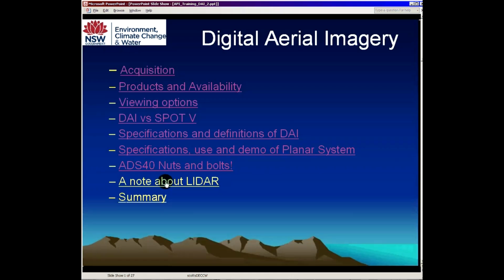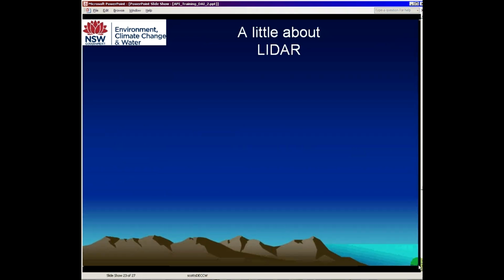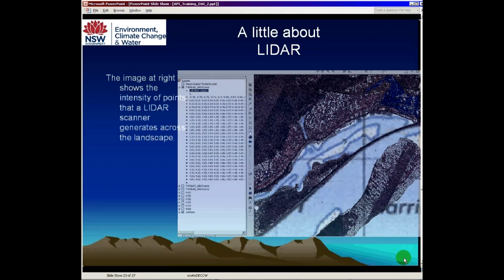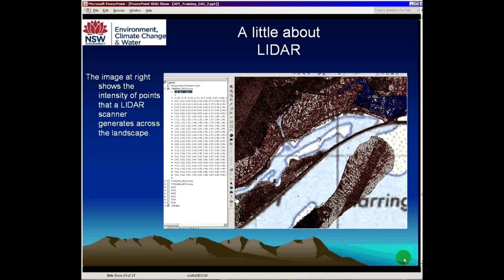Right, let's talk briefly about Lidar while we're here. Lidar is a different sensor type. It's basically a sensor that fires out a multitude of laser beams, which hit the landscape and are reflected back to the sensor's receiver, and you get a location of a point in space and also some information about that point coming back to you.